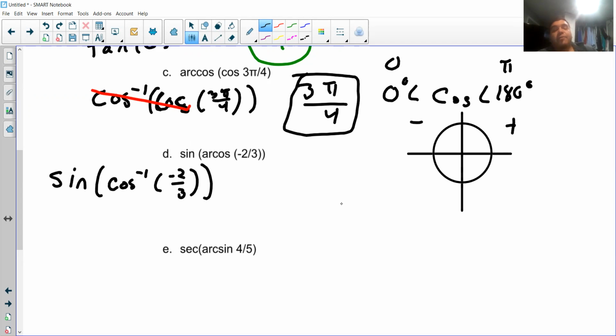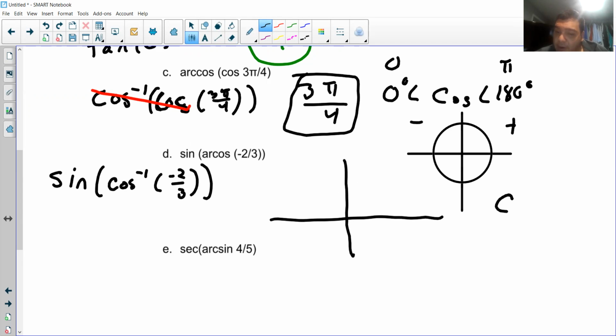Now, we have cosine inverse of negative 2 over 3. Understandably, you're going to look at that and say, wait a second, Mr. Tobel, there is no x value on the unit circle that is just 2 over 3 or negative 2 over 3. And I'm going to say you're correct. So what we have to do is make a right triangle with a reference angle.